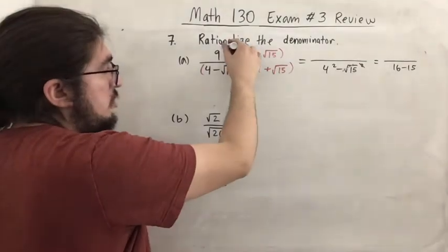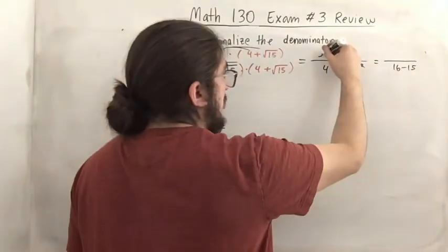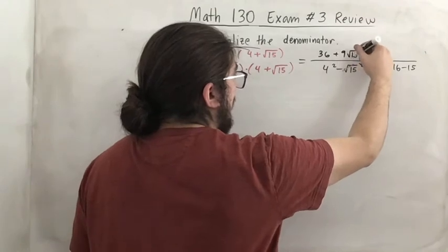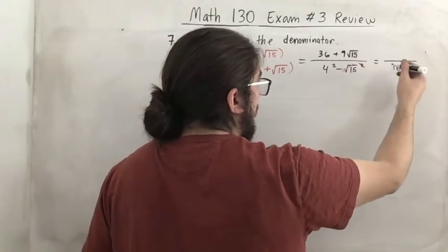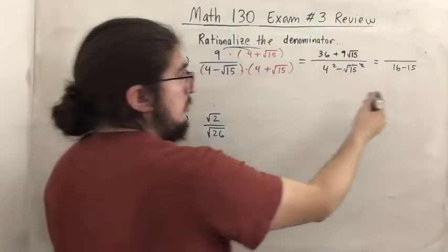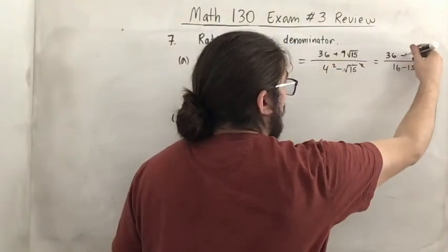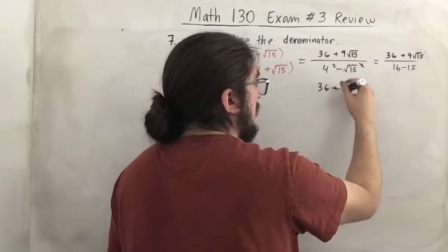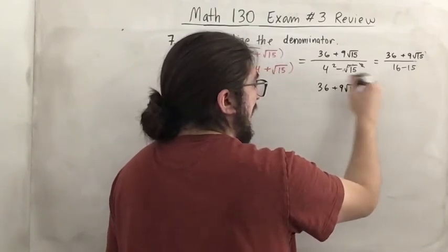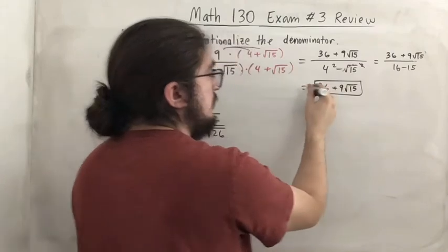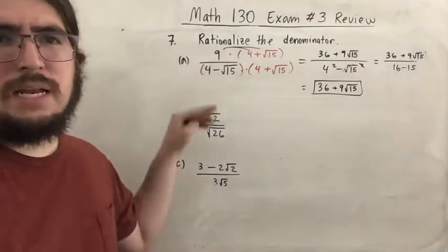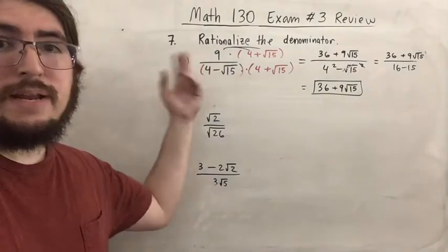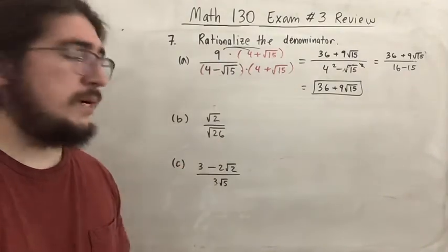On the top, we can distribute this 9. Nothing special, though. We'll just get 36 plus 9 radical 15. And since this is just 1 in the denominator, we'll just end up getting this all over 1, which is itself. I'll write it out, though, just so we can see it. So that's 1, so we just end up getting 36 plus 9 radical 15. And that's it. That's the answer for this problem. But again, the more complicated part was multiplying top and bottom by the conjugate. We only do that when your denominator is this kind of two-term radical expression.